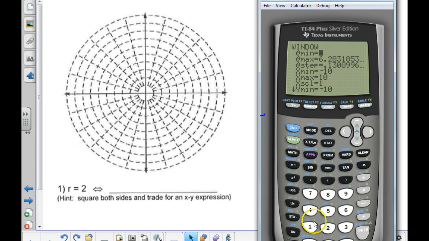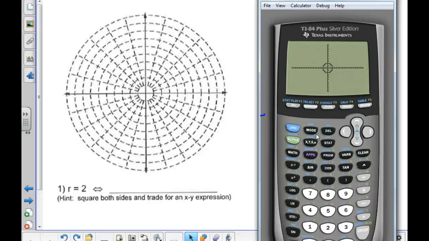And for a window, we did 0 to 360 because we were in degrees. And you could go with 1 or 5 for the step. Don't go smaller than 1, because it's going to have to make 360 calculations, and it will take you a while. Now, I'm going to go -5 to 5 for my x, but then I'm actually going to zoom square to let it pick, which I think it did -10 to 10 anyway.